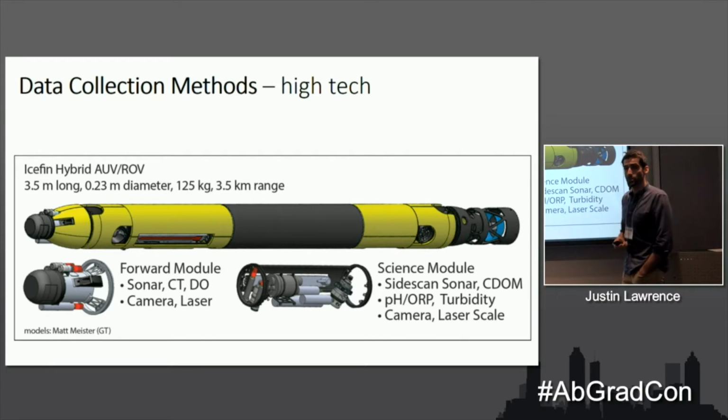PHORP, which is interesting if you might try to find a hydrothermal vent or somewhere where you have a disequilibrium of compounds coming out of the seafloor. Turbidity, also good for hydrothermal systems detection. And again, cameras, laser scales, lights, etc.